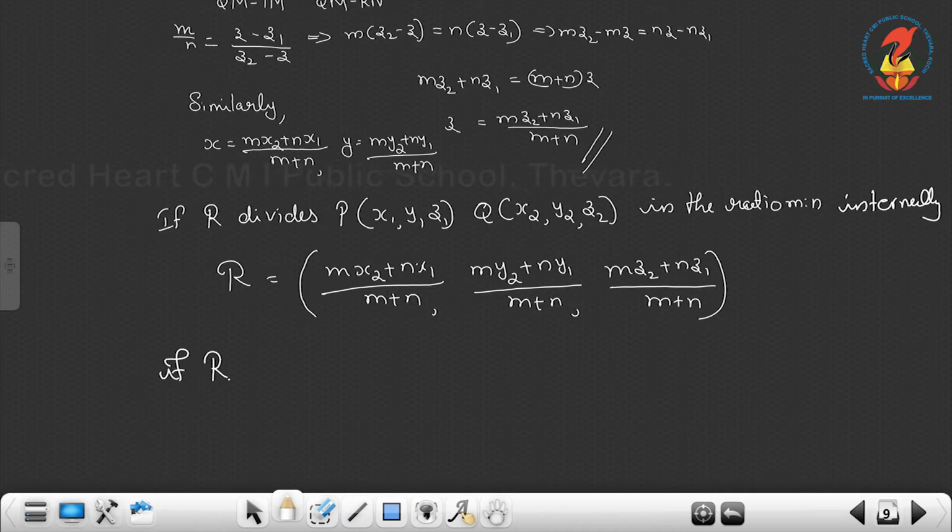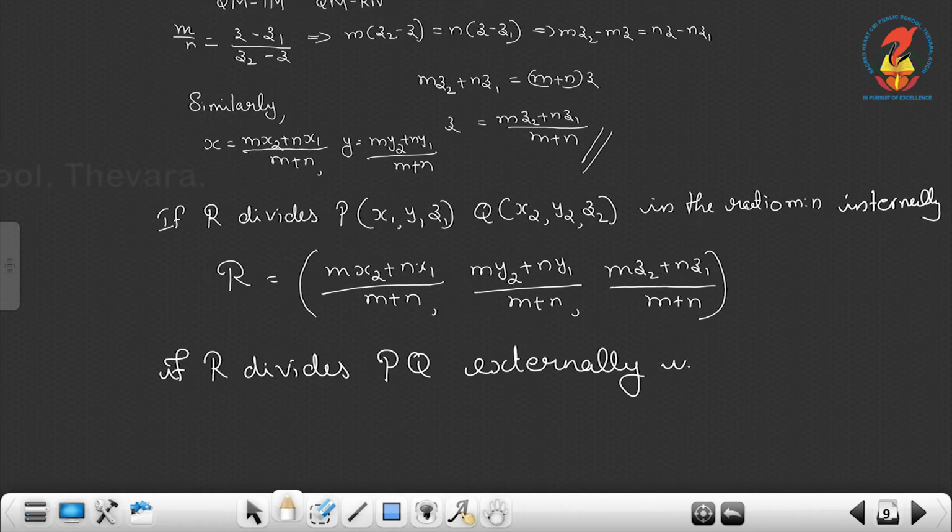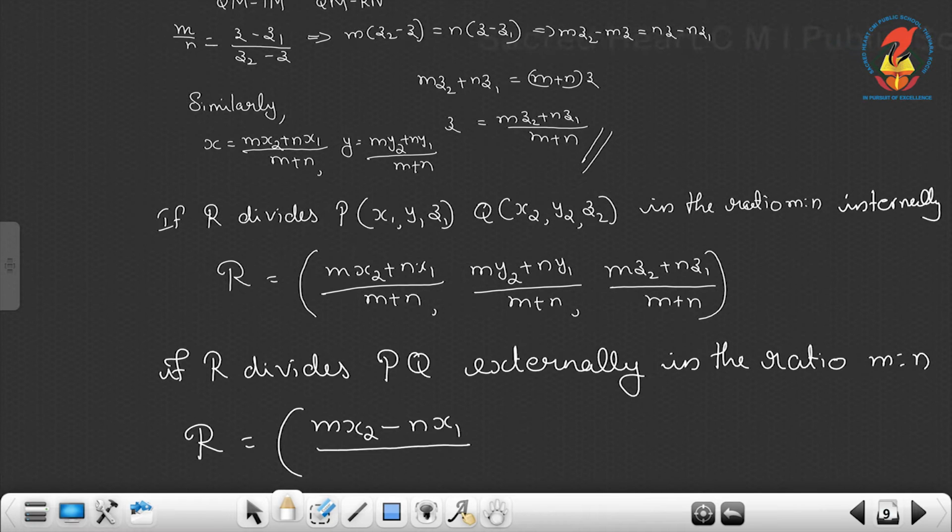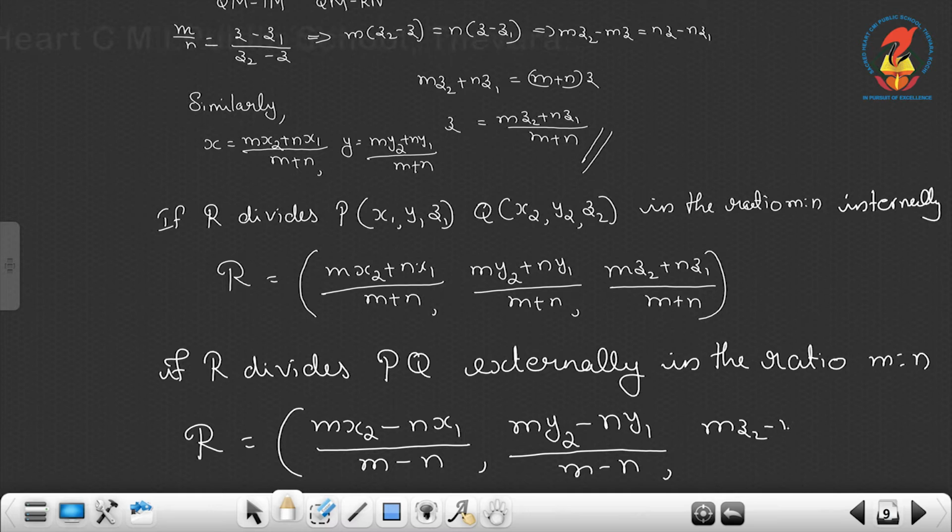Then the next case is if R divides PQ externally in the ratio m is to n, then the coordinates of R, the formula is (mx2 minus nx1) by (m minus n), wherever n you have to change as minus n, then (my2 minus ny1) by (m minus n), then (mz2 minus nz1) by (m minus n). This is the external division.